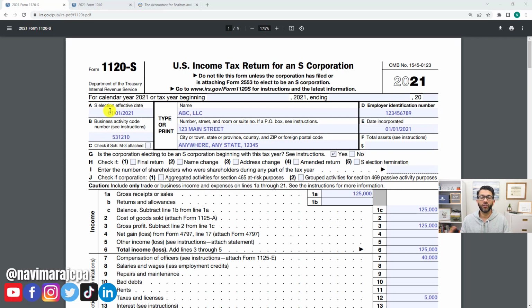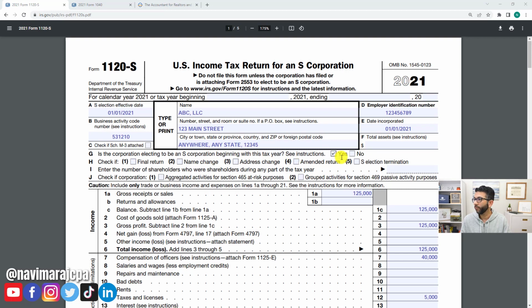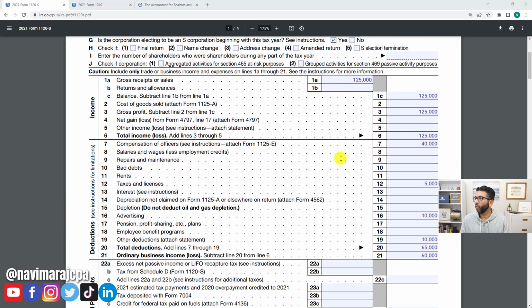So as you can see, this is a brand new company, ABC LLC. It's elected S Corp tax treatment as of January 1st, 2021. All right, that's all that's really important here. I did also check the box letting the IRS know that this entity is electing to be treated as an S corporation with the beginning of this tax year. Okay, but what I want to show you is how this tax return works.